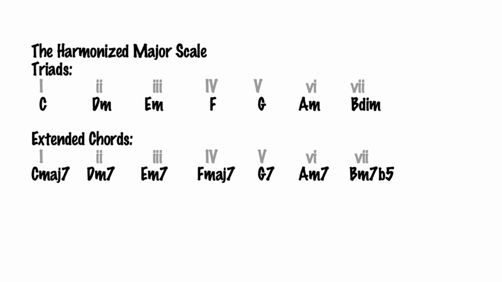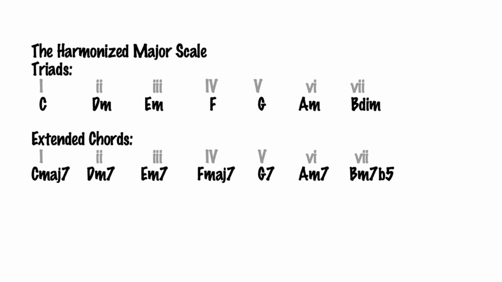Every major key is the same. The one chord is always major, the next two are minor, then we've got two majors, then a minor, then a diminished. Or if we extend them, we get major 7, then two minor 7s. The fourth chord is always major 7, the fifth chord is always 7, or dominant 7. The sixth chord is always minor 7, and the seventh chord is minor 7 flat 5.